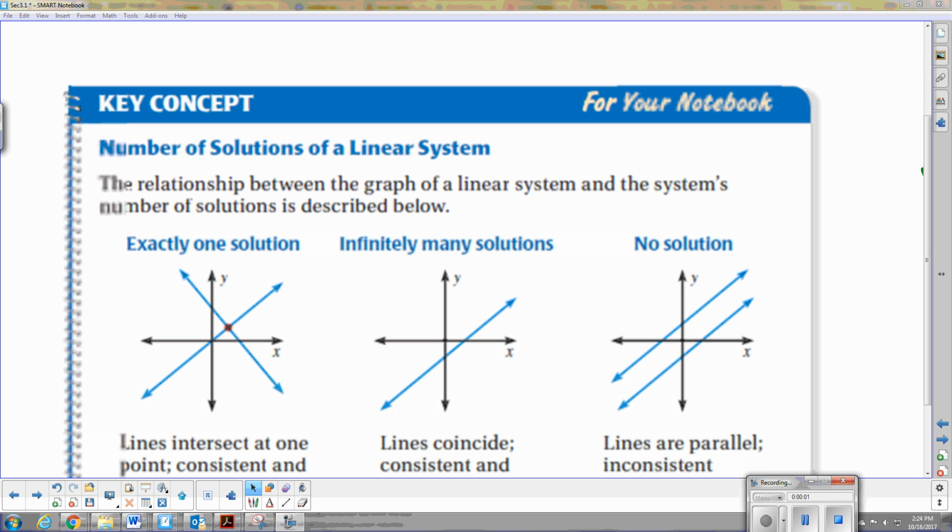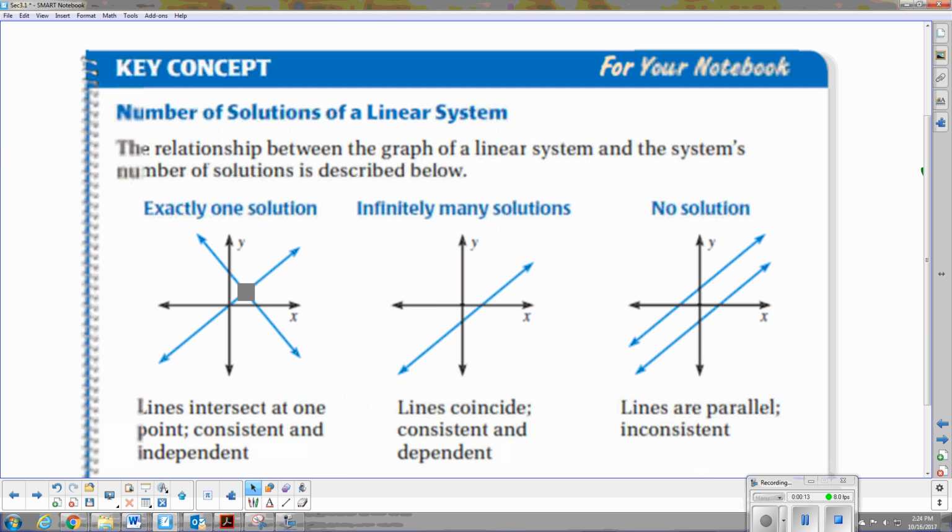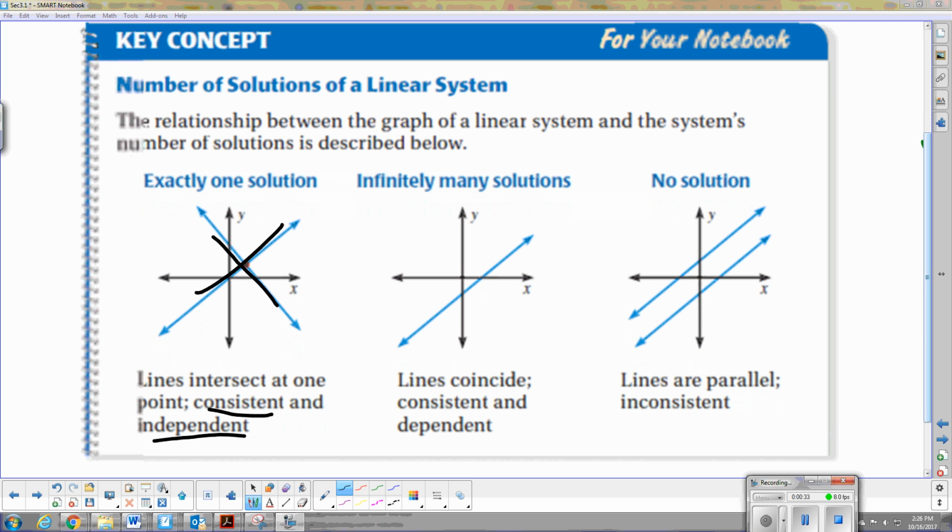Inside a note sheet, it gives you 3 different scenarios. One for linear systems. So in linear systems, you have 2 lines. These 2 lines form a linear system. There is one solution for a linear system that's an intersecting line. So that means it's consistent because it has at least one solution, and it's independent because it only has one solution. Second graph that you see, lines coincide.